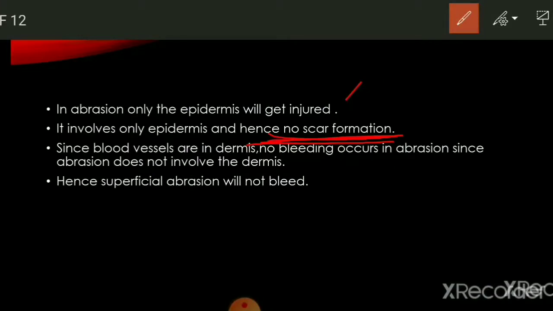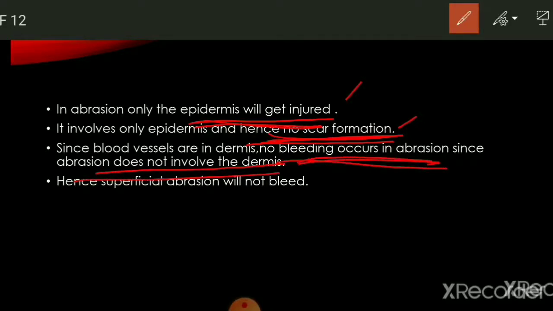Here are a few more important points about abrasion. As we discussed, only the epidermis will get injured in abrasion and there will be no scar formation in abrasion. This is very important. The blood vessels are in the dermis, and abrasion does not involve the dermis, it only involves the epidermis. So in abrasion there will be no bleeding.